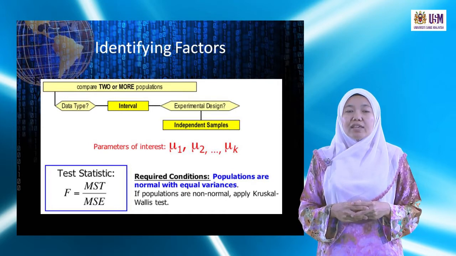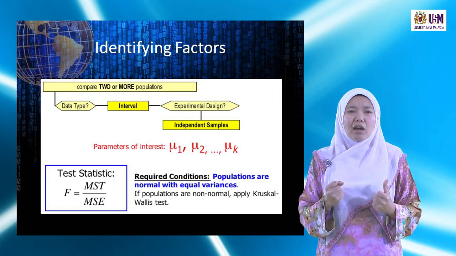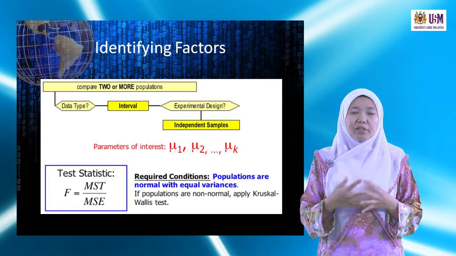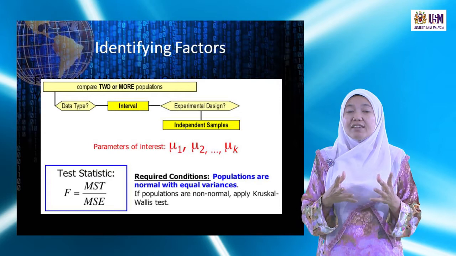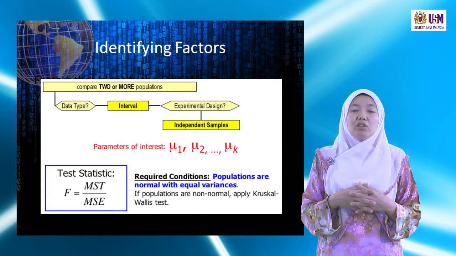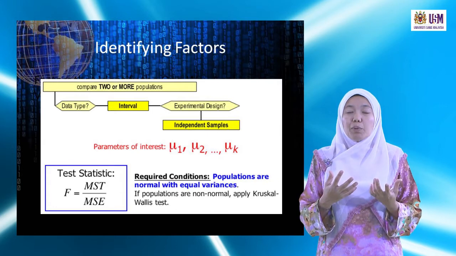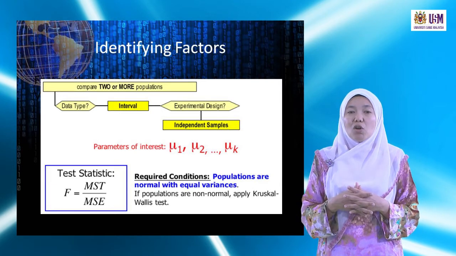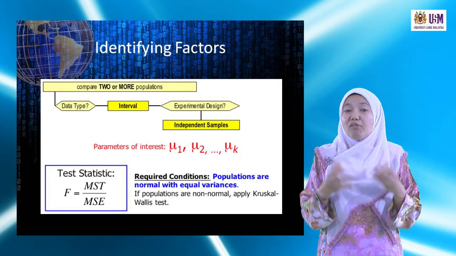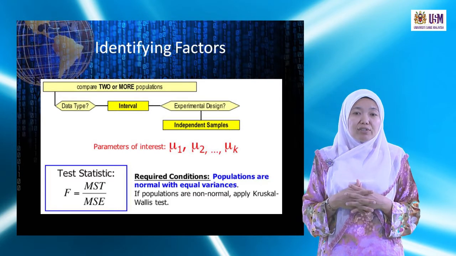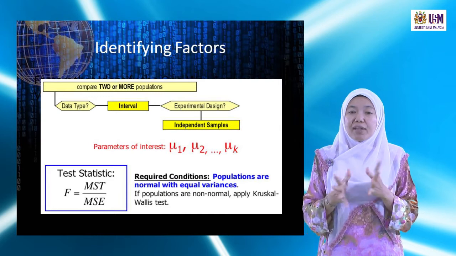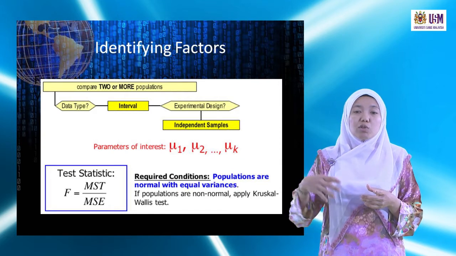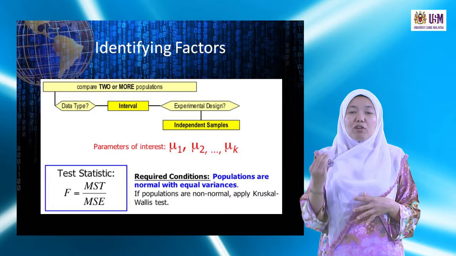When it comes to ANOVA, you need to identify: am I comparing two or more populations here? If you're only comparing two populations, then it's possible for you to use the t-test for the two population means, or the test for the two population proportions. But if you have more than two populations, two, three, four or more, then you can do ANOVA, provided the type of data that you have is interval and your experimental design is independent sample. So you have interest in the parameters mu1, mu2 up to mu k. K is the number of groups or the number of treatments that you have.